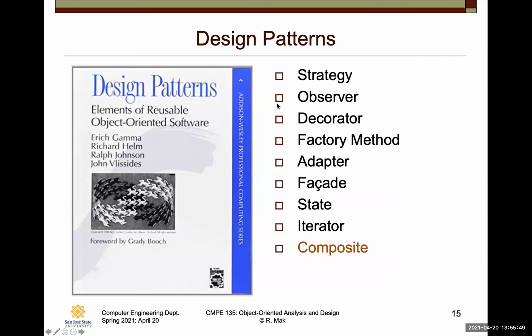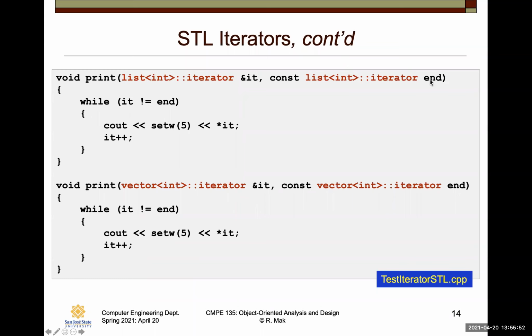So end is a pointer to one past the end of the list. All right, now I can iterate. As long as the iterator is not pointing to the end of the list, I can print out what the iterator is currently pointing to, so I dereference the iterator. I said earlier that iterators coming out of the standard template library behave like pointers.